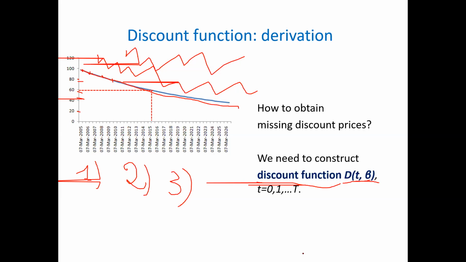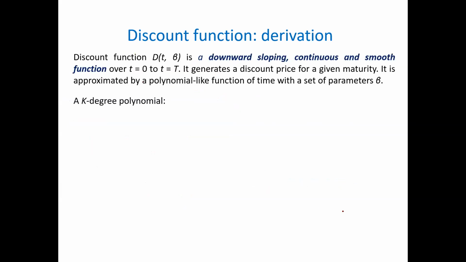So we're going to approximate a discount function using a polynomial. Let's move to the next slide. Okay. So we already know that it's going to be downward sloping, continuous and smooth. The major difference between what we're going to do and what the Bank of England does is that we're going to take a k degree polynomial, and the Bank of England uses a spline function. So instead of a polynomial function, it uses a spline function. What is a spline function?